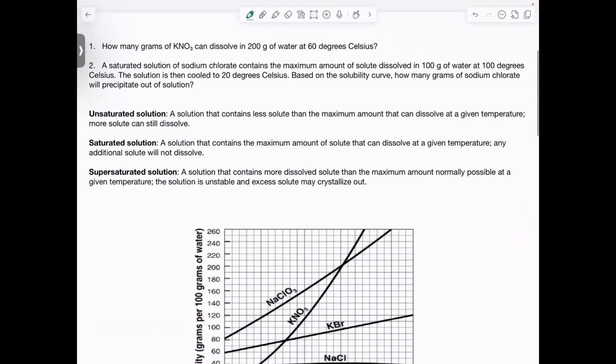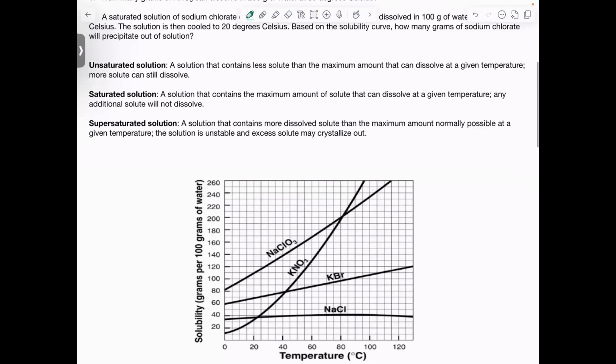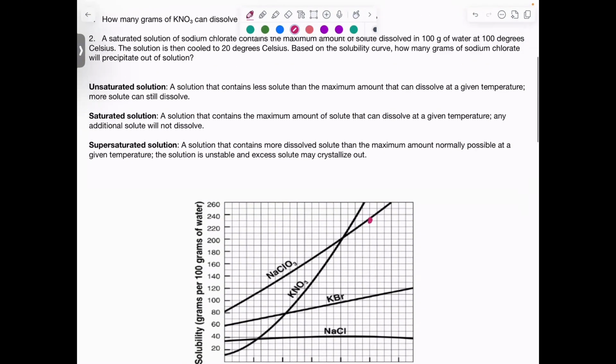Now the next question asks about taking a saturated solution at a particular temperature and moving it down the scale to 20 degrees. So we're starting at 100 degrees, ending at 20 degrees Celsius, and we need to pick out our solute, sodium chlorate. I'll change colors here. Sodium chlorate at 100, sorry. That's sitting just above 230. You're going to get a little bit of leeway in these problems. I'll just say 230. Let's keep it simple.